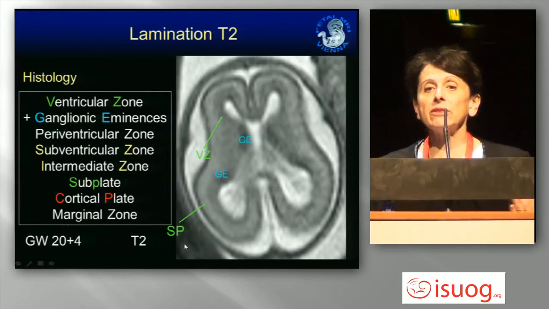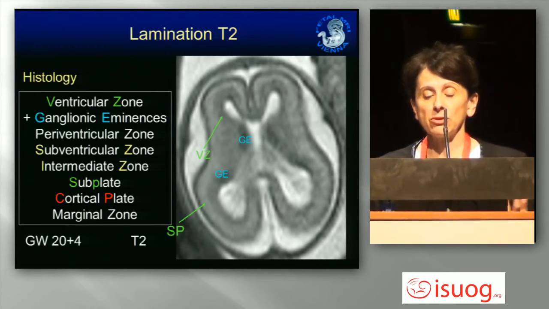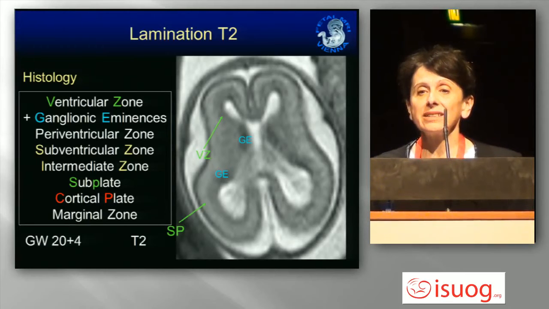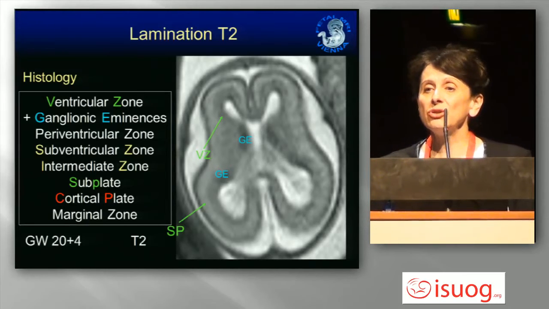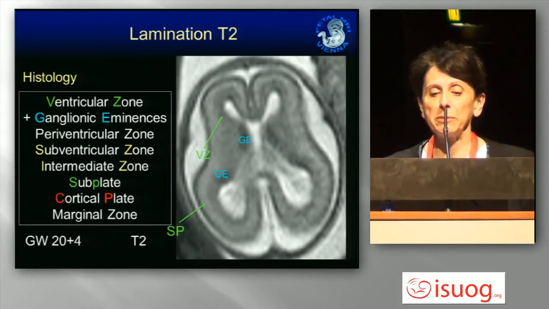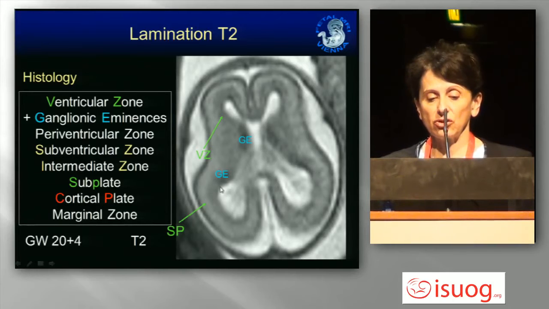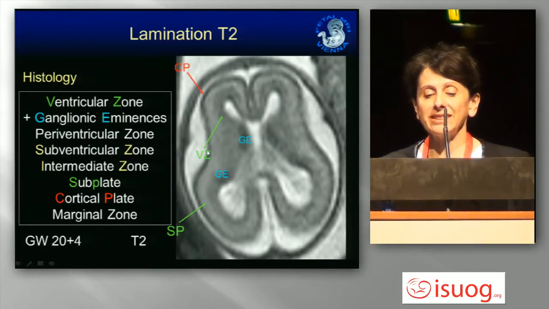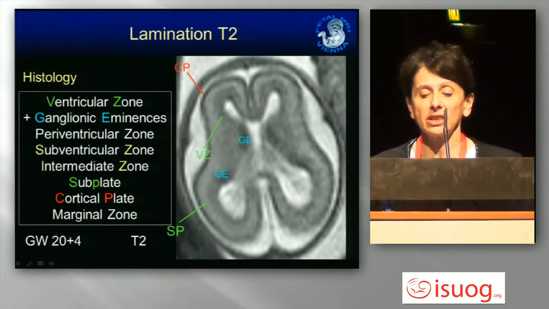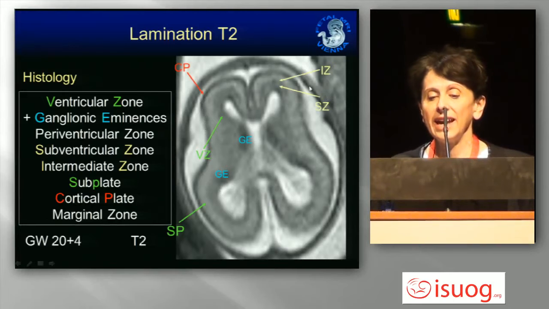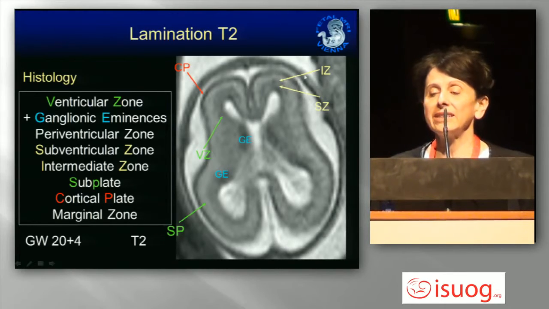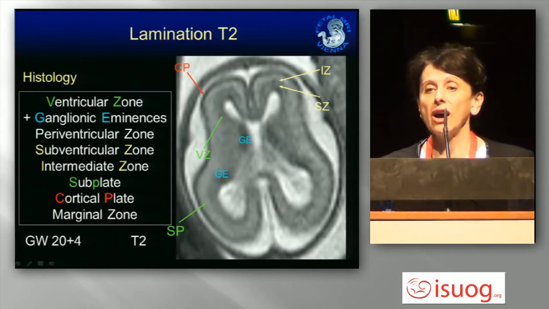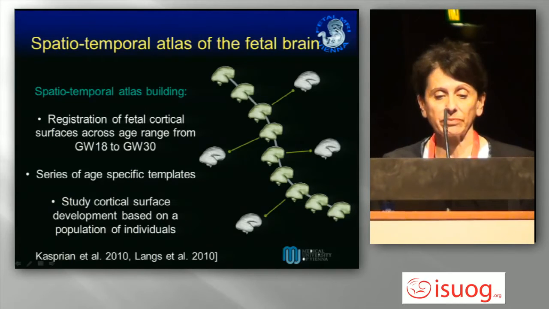And if you have a malformation or a hemorrhage or an infarction and the subplate is preserved, then you know the prognosis is probably better than if it is destroyed. The cortical plate does not have a lot of function until gestational week 28. And here are more zones, the subventricular zone and the intermediate zone, being the beginning of the white matter.